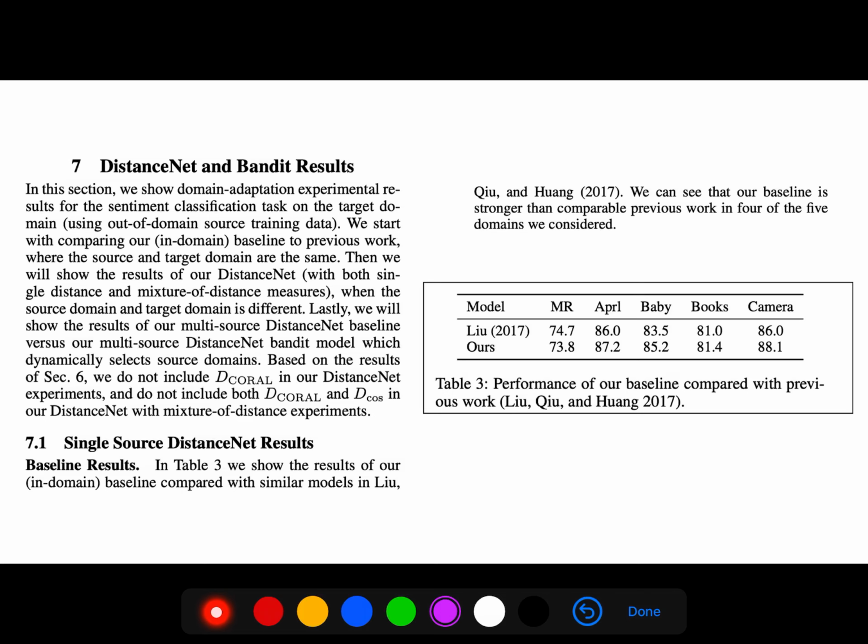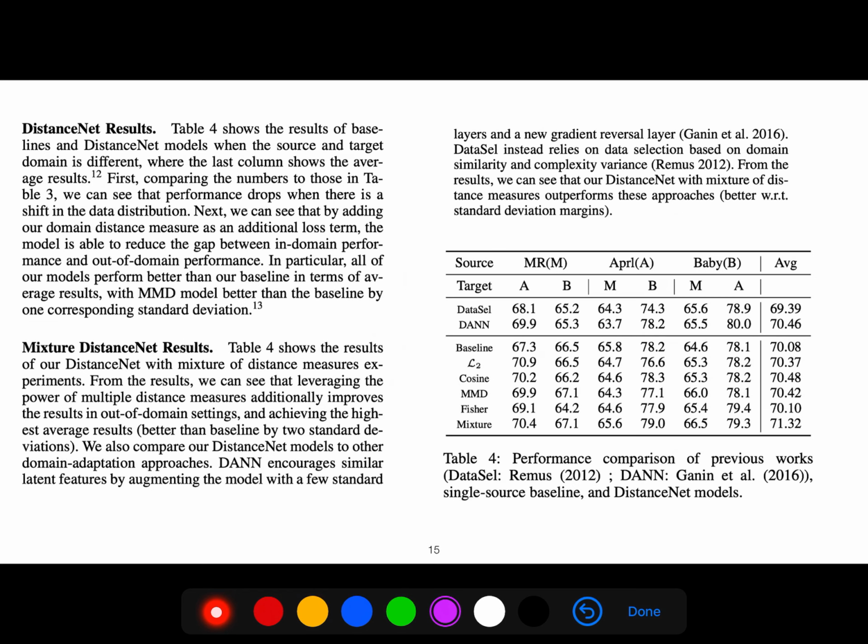So you see the performance of the baseline compared with the previous work, different models, different datasets. And now, because it's still domain adaptation, we go from one source to another, to a target domain. And you see the effect of different measures of distance.